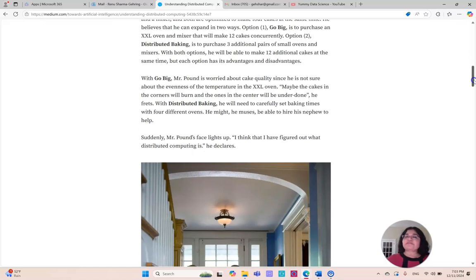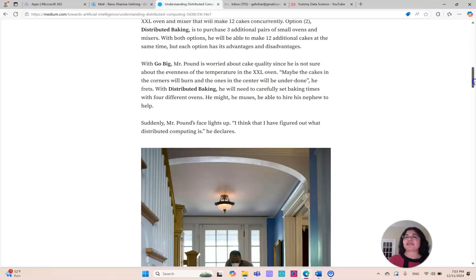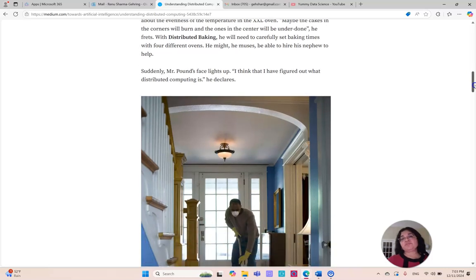With Go Big, Mr. Pound is worried about cake quality since he's not sure about the evenness of the temperature in the XXL oven. Maybe the cakes in the corners will burn and the ones in the center will be underdone, he frets. With distributed baking, he'll need to carefully set baking times with four different ovens. He might, he muses, be able to hire his nephew to help.